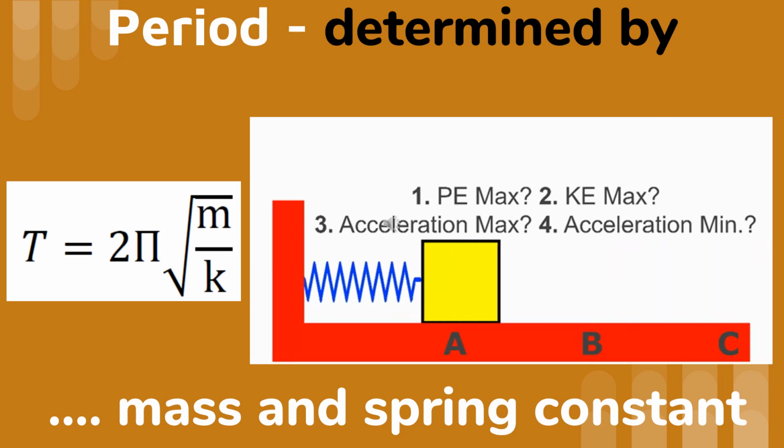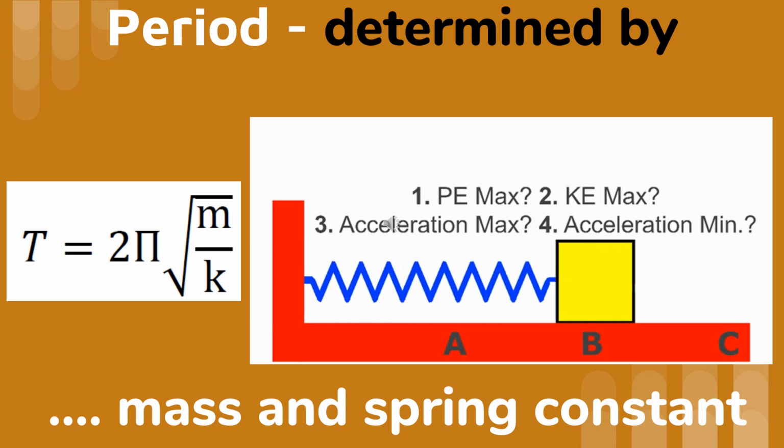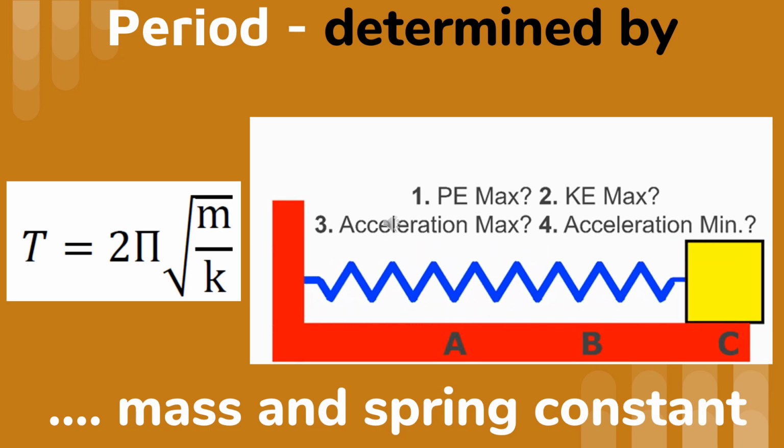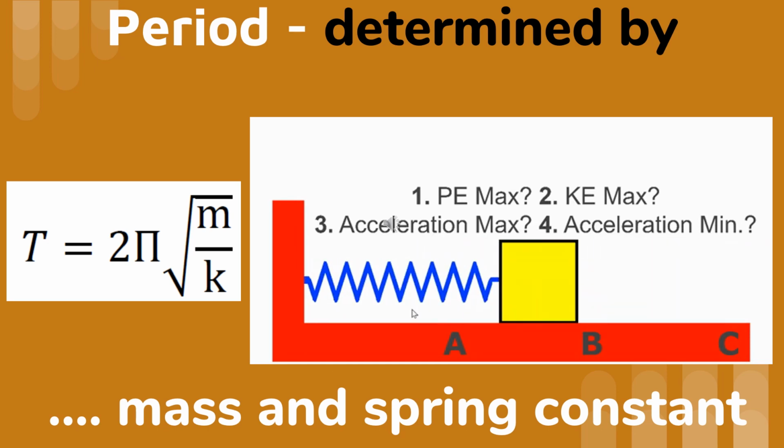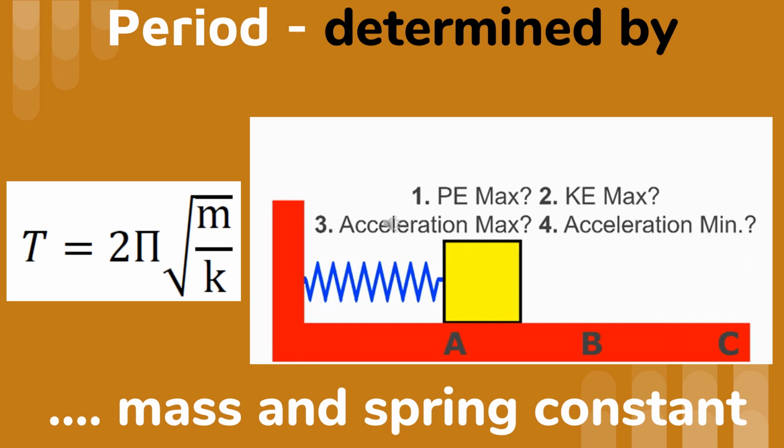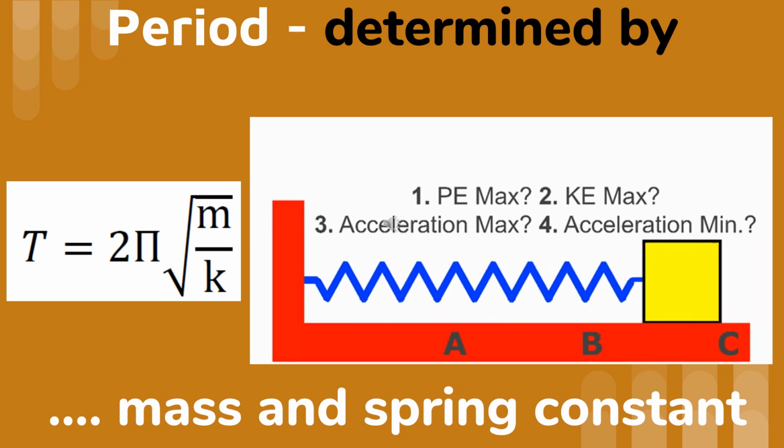We can see from the equation found on your reference table that the period of an oscillating mass is determined by only the mass and the spring constant. If the mass is quadrupled, the period will be doubled. Notice that the period is not determined by the amplitude.